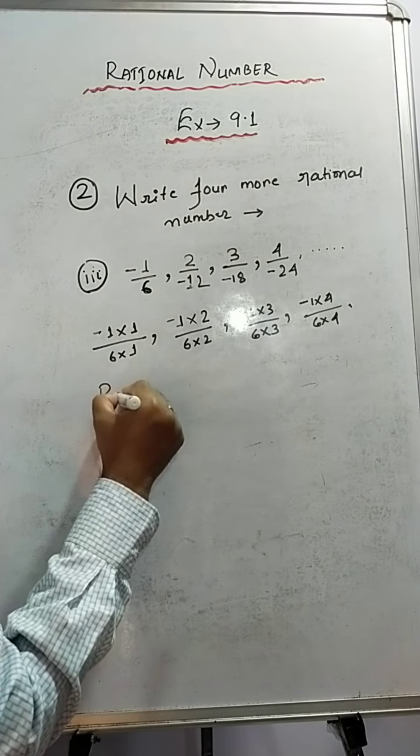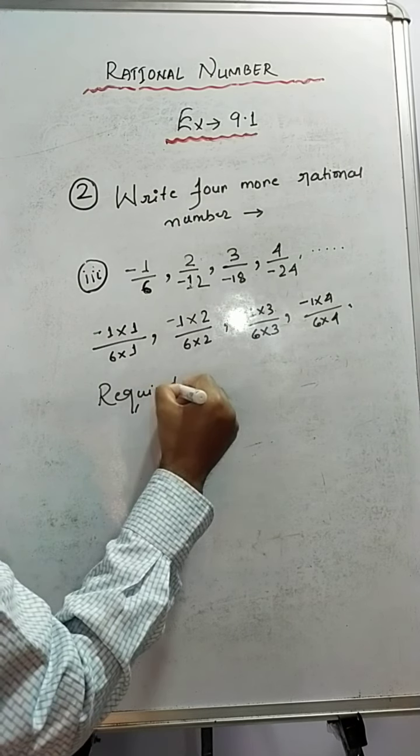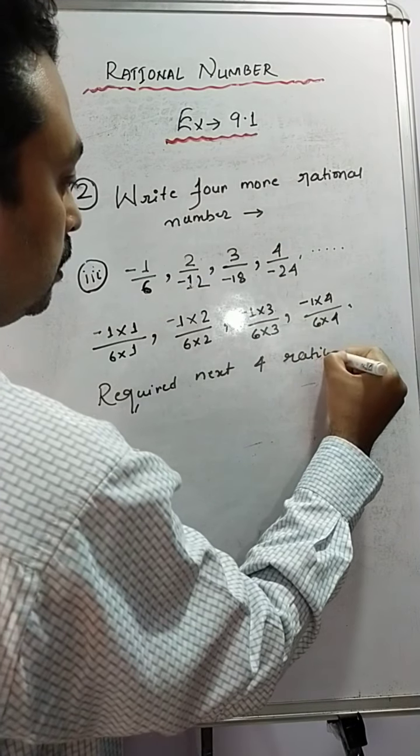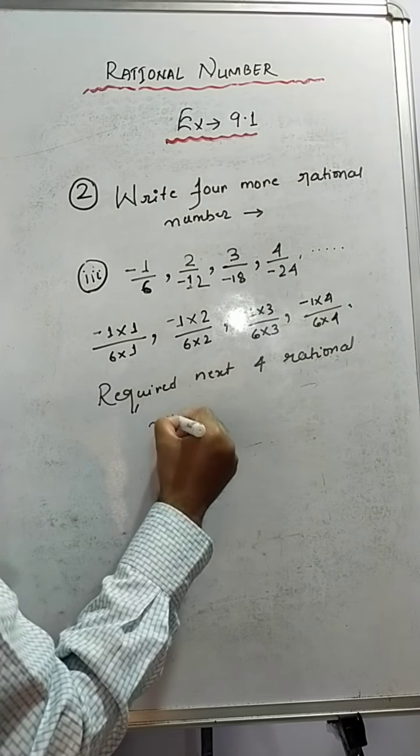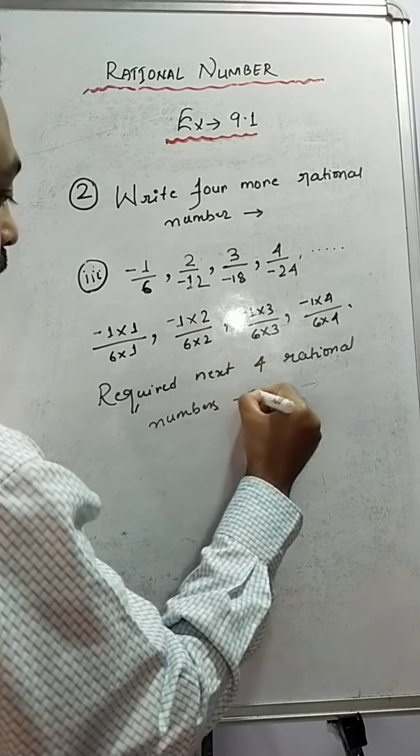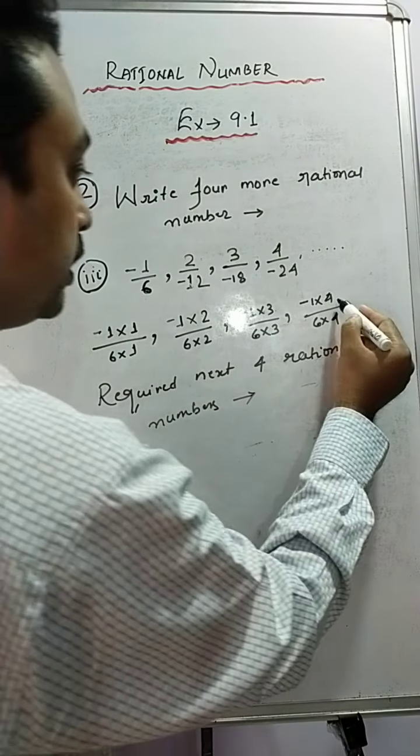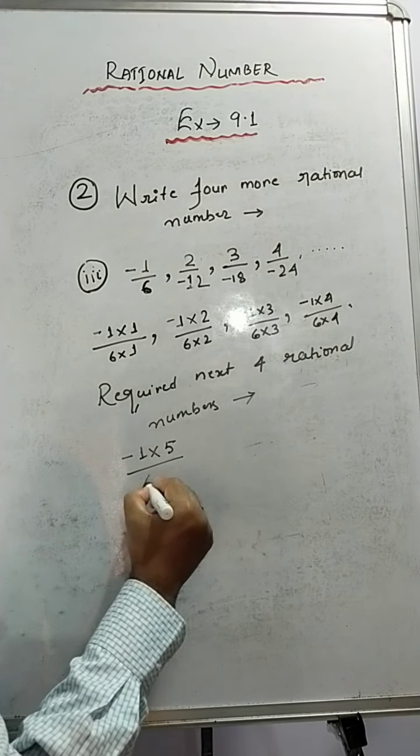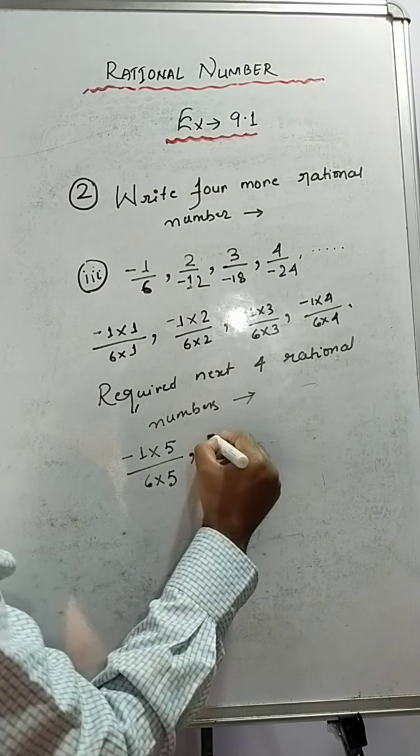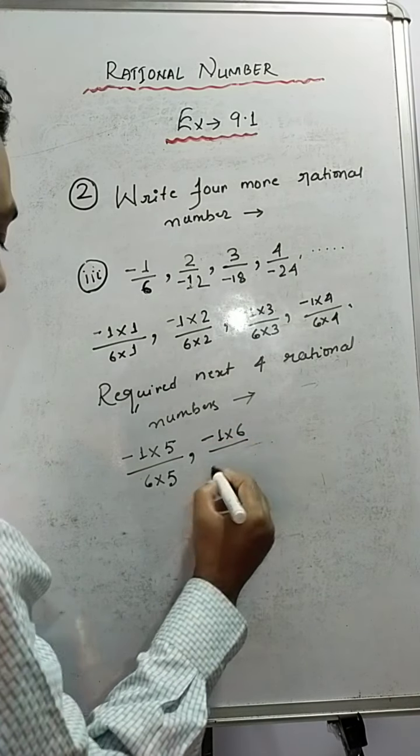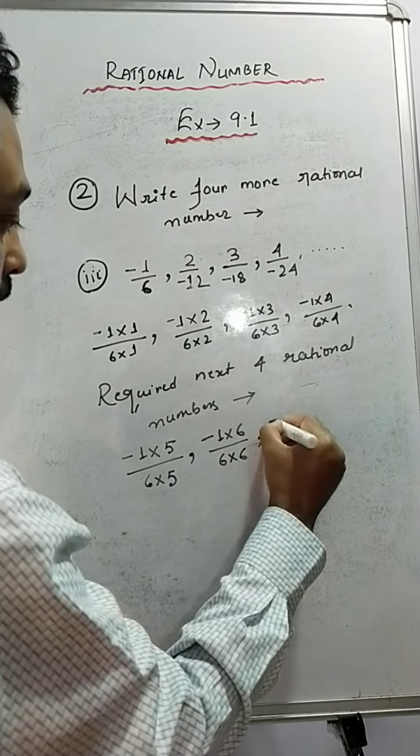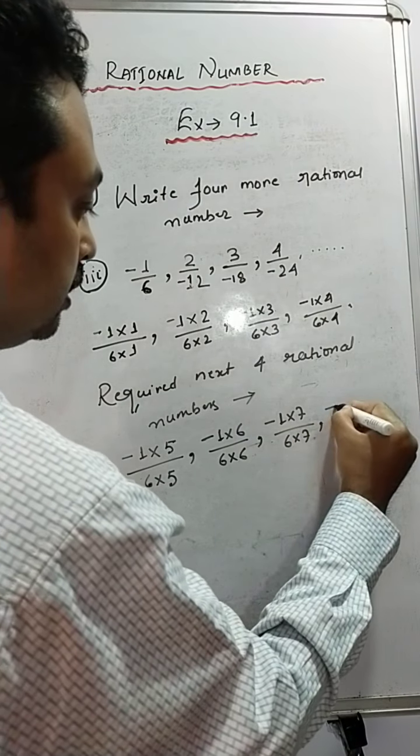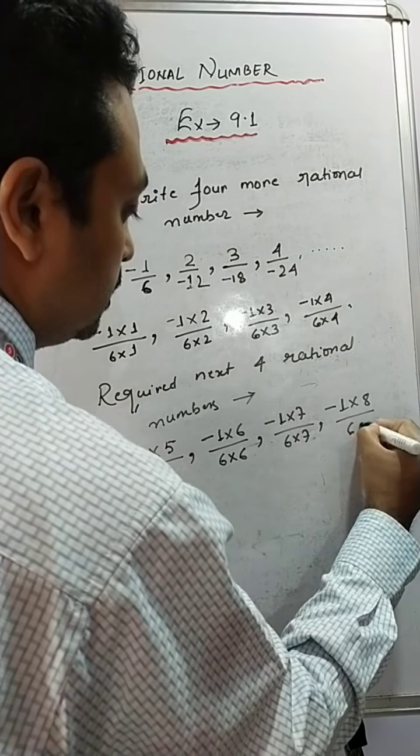So we will write the required next 4 rational numbers. Okay, that means we have ended at 4. Now we have to multiply with 5. Minus 1 into 5 upon 6 into 5. Now the next one will be minus 1 into 6 by 6 into 6. Then minus 1 into 7 by 6 into 7. Then minus 1 into 8, 6 into 8.